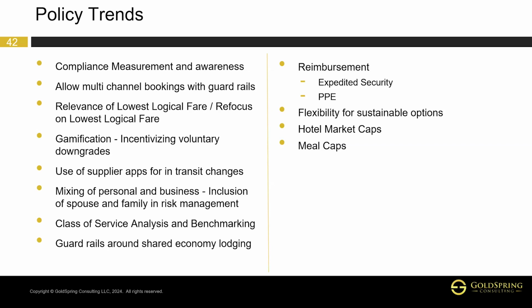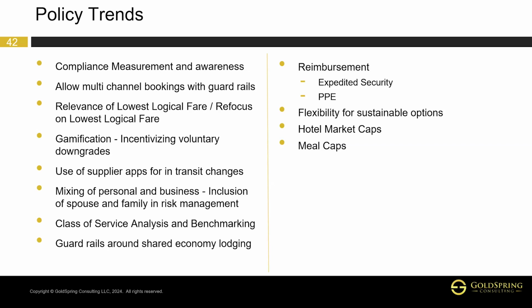Class of service analysis and benchmarking, a lot of that in our what-if scenarios. We've seen built-in guardrails around shared economy lodging, Airbnb, that kind of thing. Is it allowed? Is it not allowed? Under what conditions? We've seen added to the list of reimbursement some of the, I didn't put it on this list, but maybe seat selection as NDC becomes more available, the meals or reimbursement of meals in flight, but then of course expedited security and reimbursement for personal protective equipment was being added to policies.